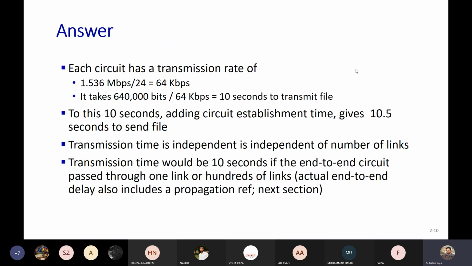Like mentioned, the bandwidth is divided into 24 slots per channel. So 1.536 divided by 24 will be 64 kilobits per second. Then L by R, where L is 640,000 bits and R is 64 kilobits per second, so it will be 10 seconds to transmit the file. Okay? So 10 seconds, and this 500 millisecond, which means 0.5 second, you will also add. So 10 plus 0.5 seconds, it would take 10.5 seconds to send a file.